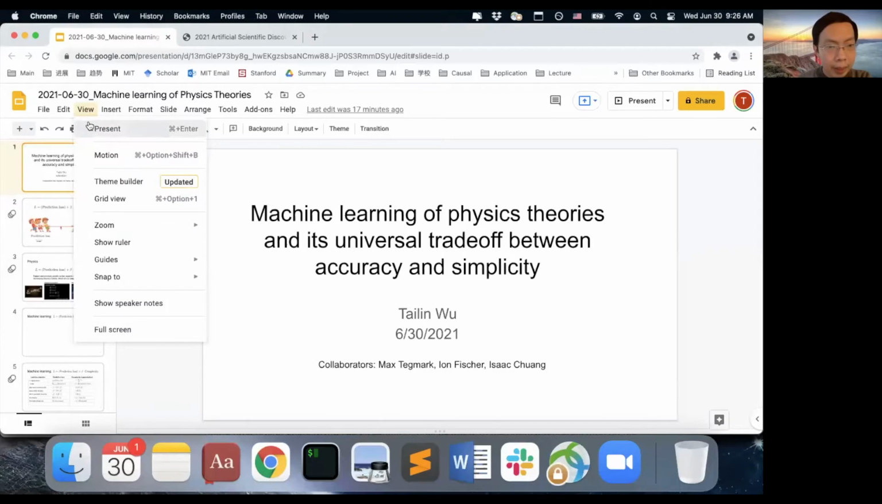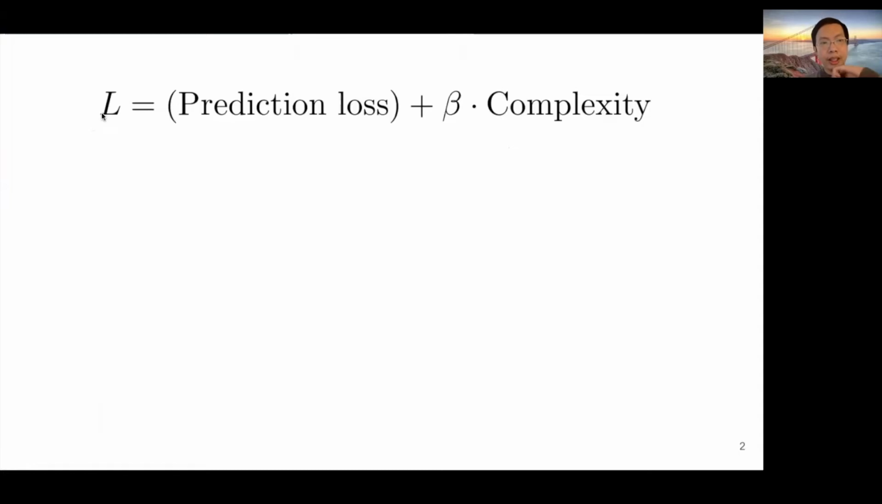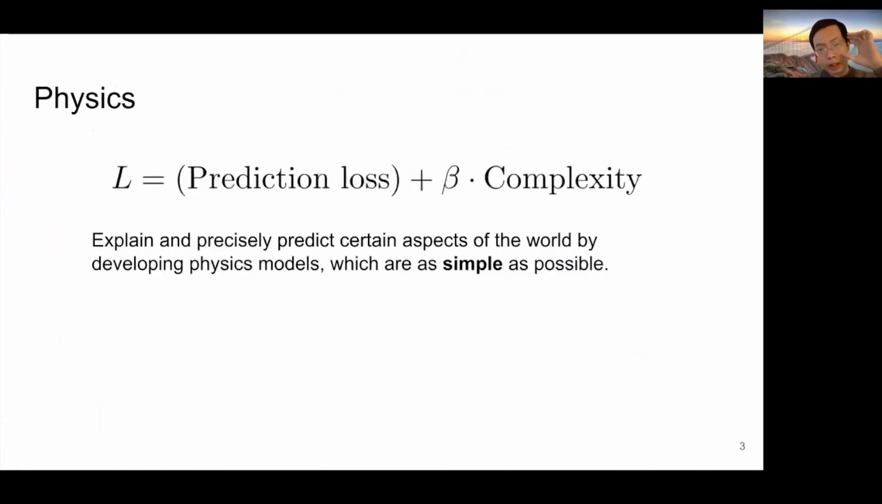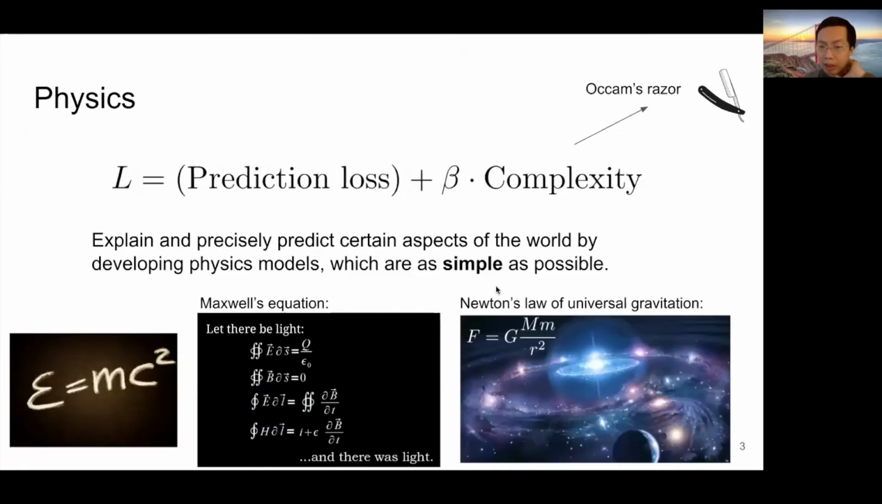So today, my talk is about one equation, where the loss objective is a prediction loss plus a complexity times some beta. I think this equation can summarize much of both physics and machine learning. For example, in physics, we are trying to find physics laws that can both precisely predict certain aspects of the world and also be as simple as possible. This is the principle of Occam's razor.